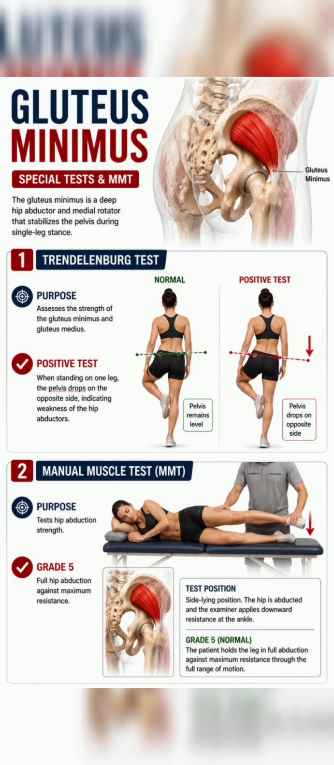Second one is manual muscle testing. So gluteus minimus manual muscle testing, its purpose is to test hip abduction strength. Grade 5 means a full hip abduction against the maximum resistance. So how it is performed: the position of the patient is side lying, the hip is abducted and the examiner applies downward resistance at the ankle. So at that time, if the patient holds the leg in full abduction against the maximum resistance through the full range of motion, this is normal. Okay, so these are two main special tests and there are more, but I only chose two.